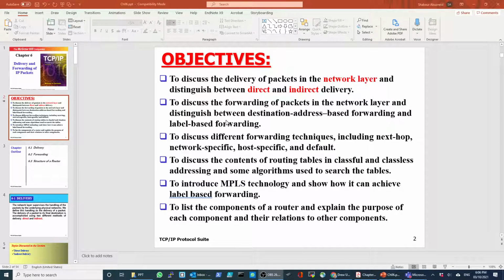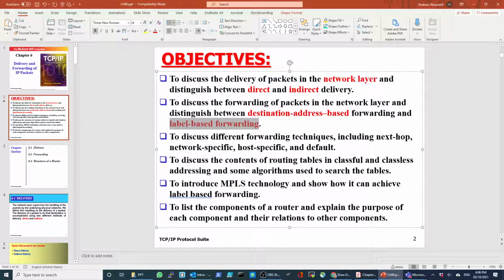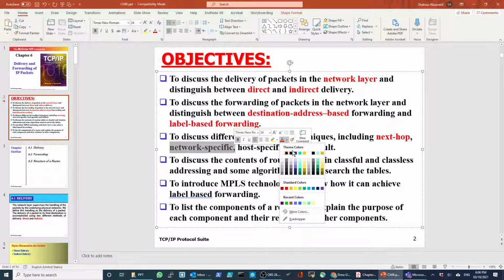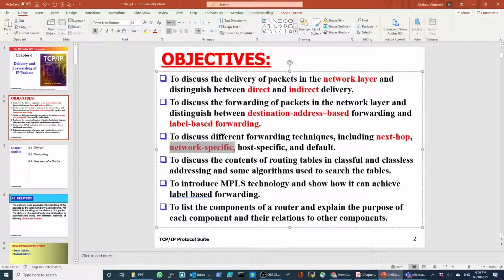layer, and then we distinguish between destination address based forwarding, where we forward based on the destination address, and label based forwarding. Okay, we'll see the difference. Then we discuss the different forwarding techniques. So we'll learn about what's next hop, and network specific. We'll learn about host specific. So host specific is one thing, and network specific, and we'll see the default.